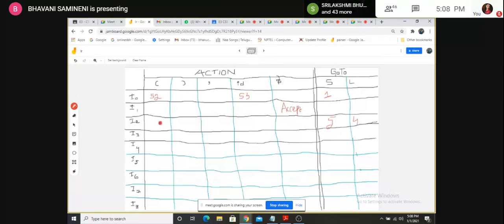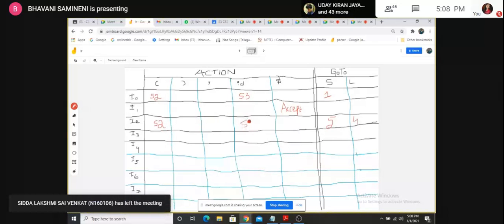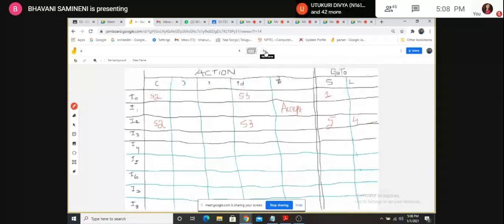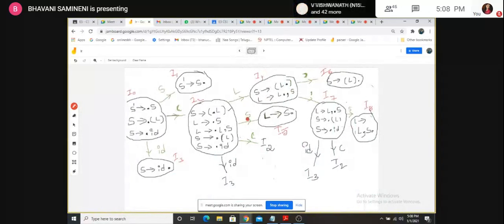And here I2 on open parenthesis will be S2, and the next I2 on ID will be S3. In the same way, I'm going to fill in all the states. I think now you have an idea, no? I'm just filling this table, because moving from here to there again would create some problems. So we'll see for I3 here.